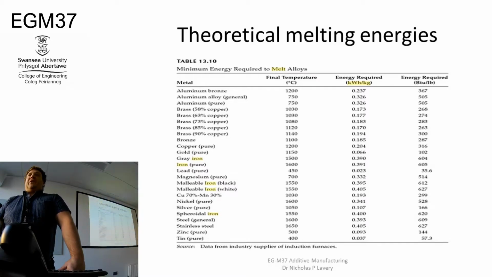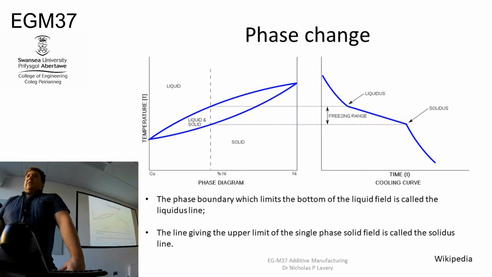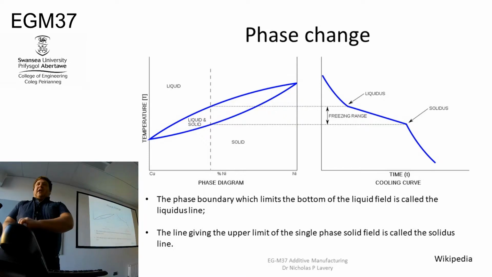So we've got a few different theoretical melting energies. You can see, for example, there, iron with a melting temperature of 1600 degrees requires a theoretical energy of melting of 0.391 kilowatt hours per kilo. So this is just pointing out what I showed before.